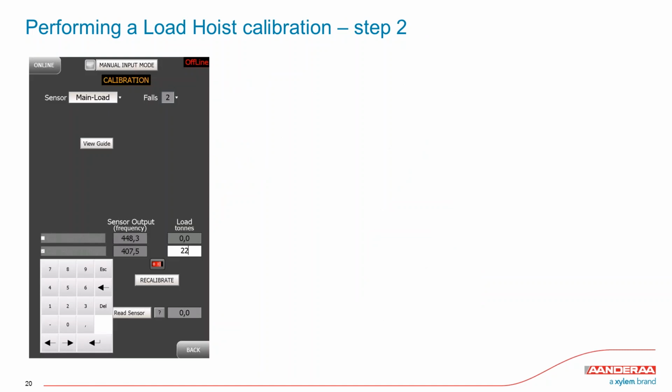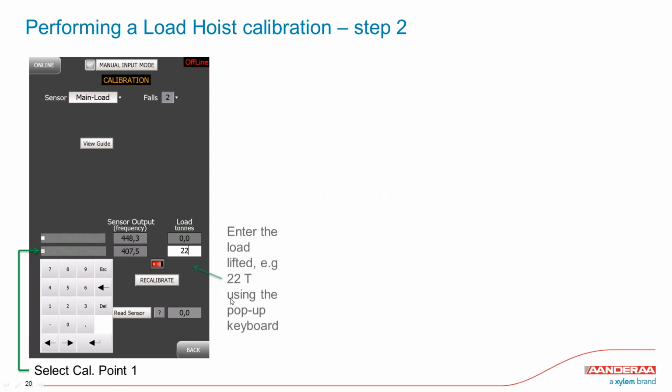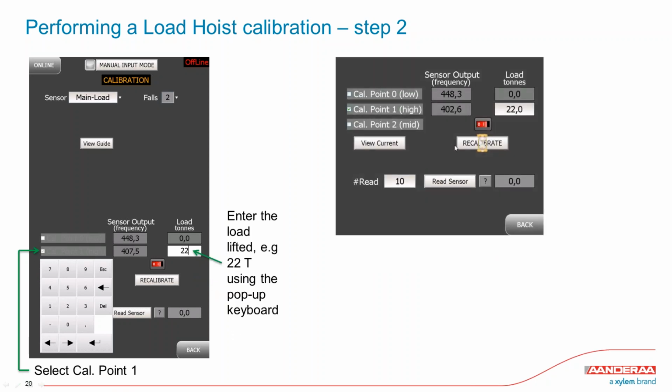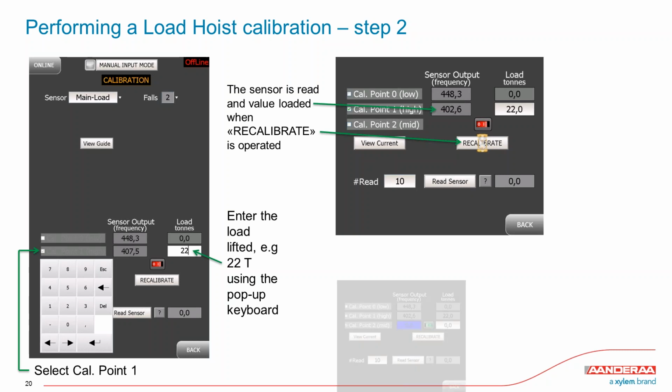Calibration point 2 is then, or calibration step 2 is to calibrate, select calibration point 1. Again, the pop-up keyboard, you enter 22, the load which is suspended, and you hit the recalibrate. When recalibrate is operated, again, you will read the frequency from the sensor, and when ready, this will be updated in the sensor output window.